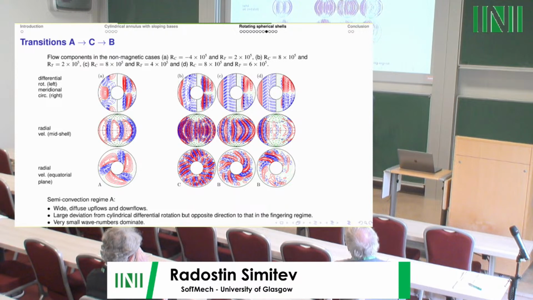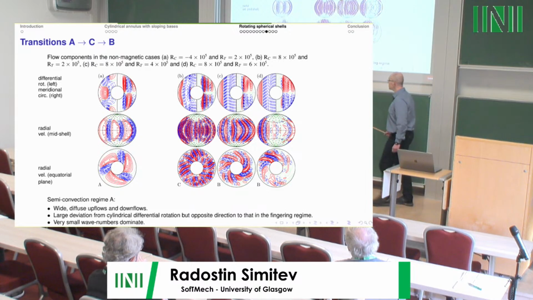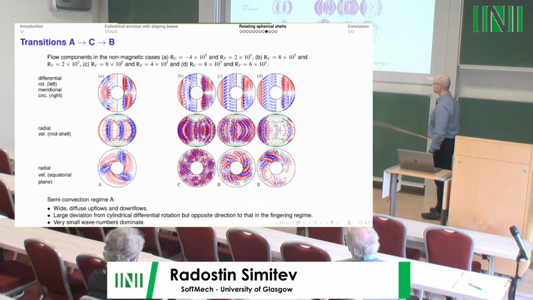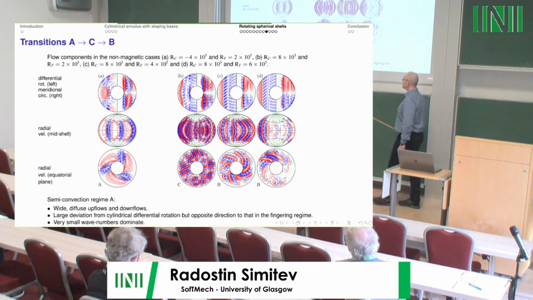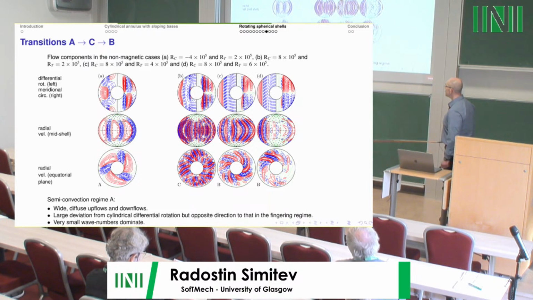I'd like to then demonstrate a pattern of convection in the semi-convective regime A. This is the first column here, the first case, where one would observe that the pattern of convection consists of wide diffuse upflows and downflows, largely similar in length scale. There is, again, a large deviation from the cylindrical differential rotation profile. This looks very similar to the differential rotation in the fingering regime, but it is opposite in direction. This was retrograde in the case of the fingering convection regime. And here, very small wave numbers dominate.